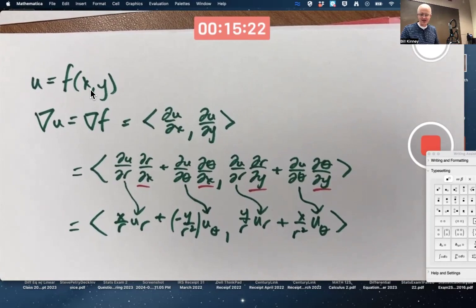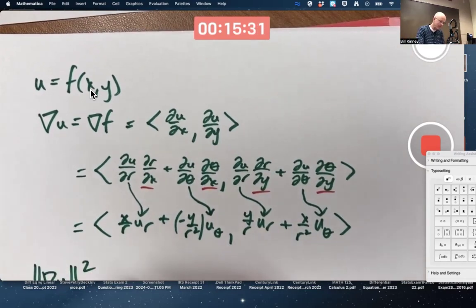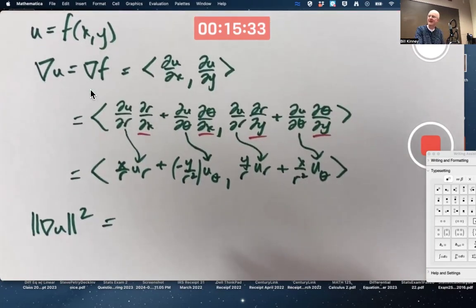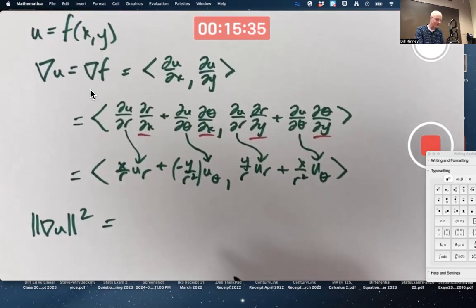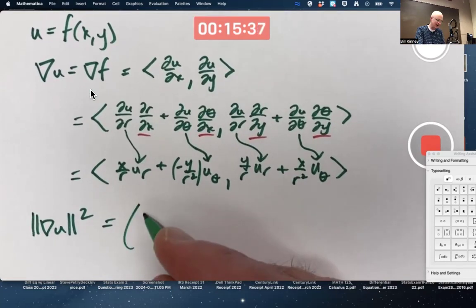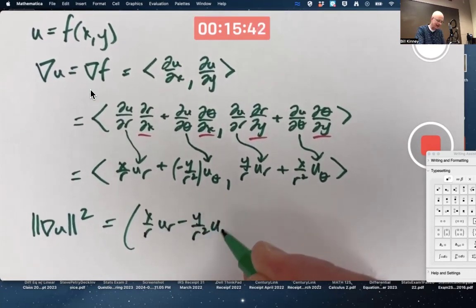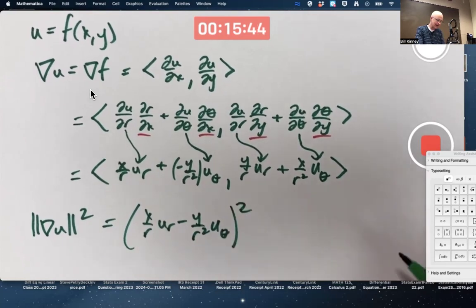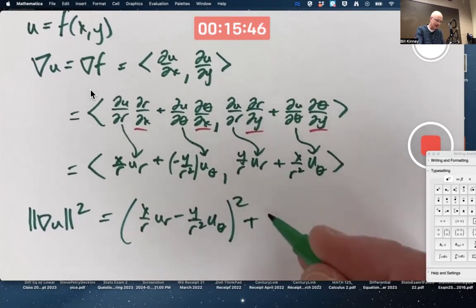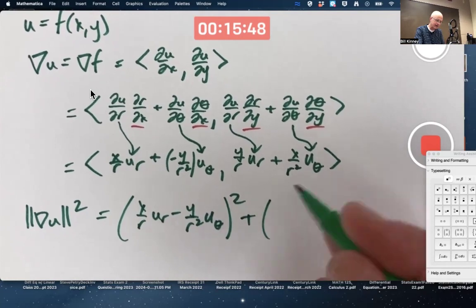And then I could try to find the magnitude of this vector and square it. Taking the magnitude squared avoids square roots. So I got to square this thing. And add the square of this thing. I'm doing a dot product effectively of this vector with itself.